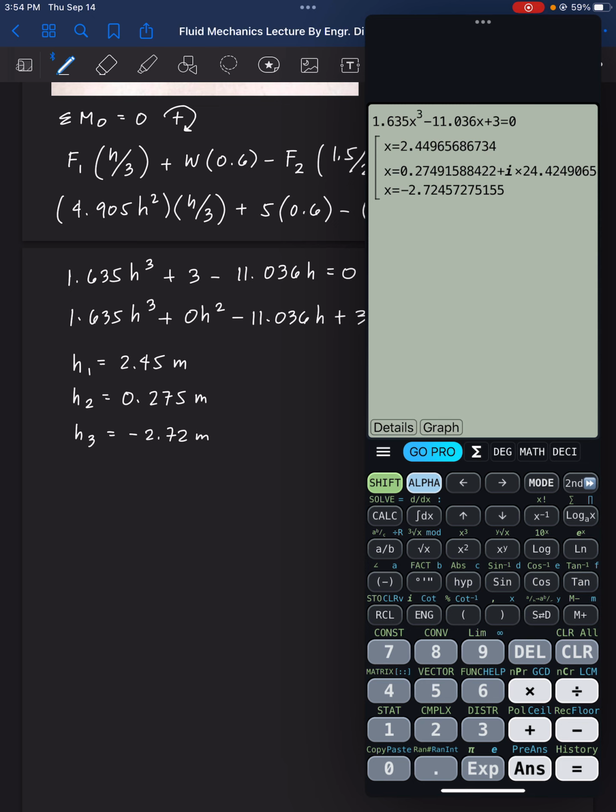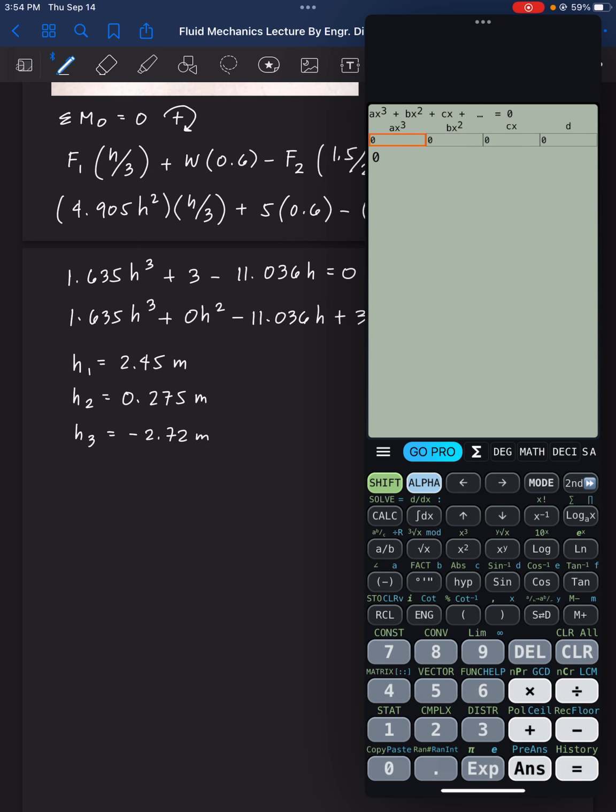Now if we use the polynomial of degree 3 with coefficients 1.635, 0, negative 11.036, and 3, you now have the value for H1 as 2.45, the value for H2 as 0.275, and the value of H3 as negative 2.72. Okay.